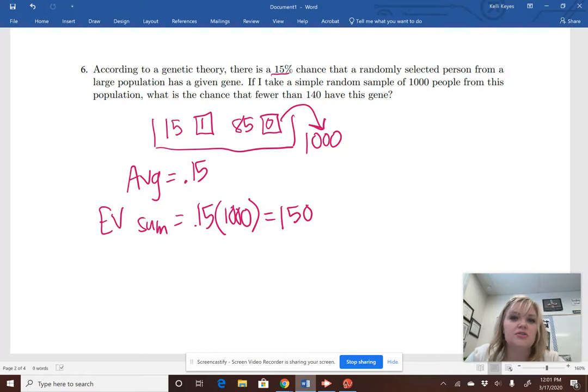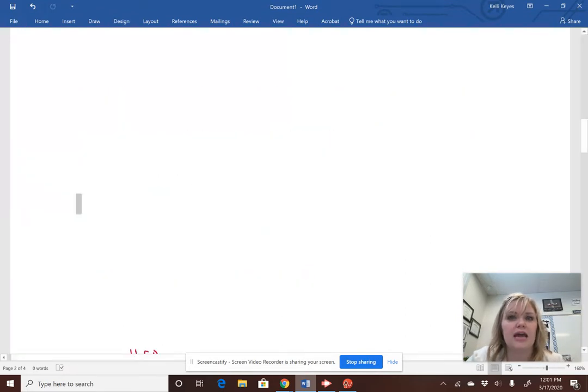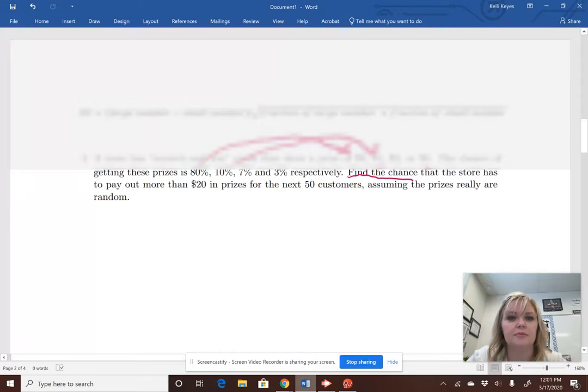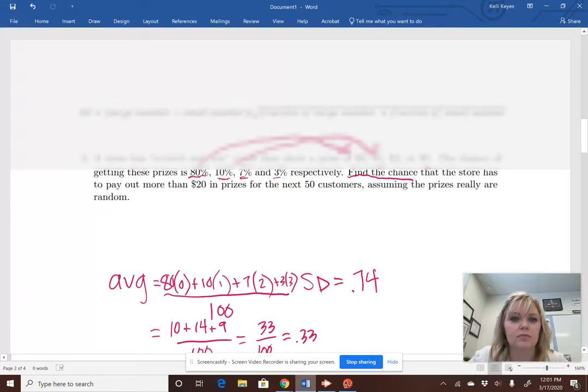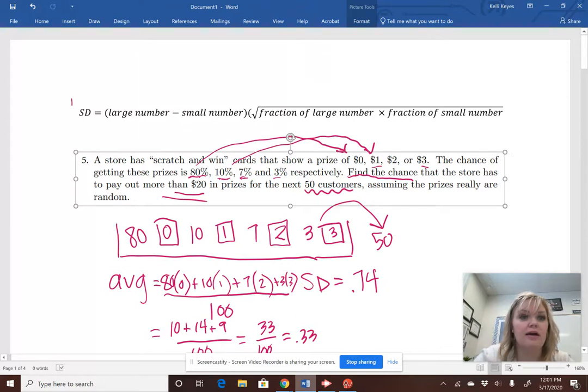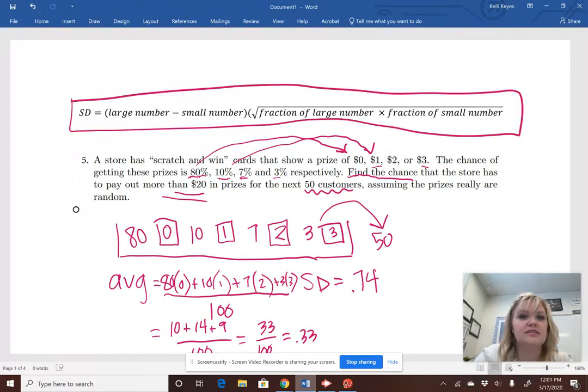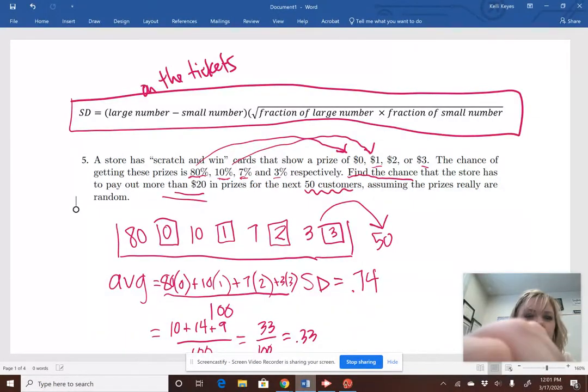Okay, so now I'm going to show you how to find the SD when we just have 2 numbers in your box model. So on your formula sheet for your exam, you have this formula. So the SD shortcut is the large number on the tickets minus the small number on the tickets times the fraction of them. So let me explain that.